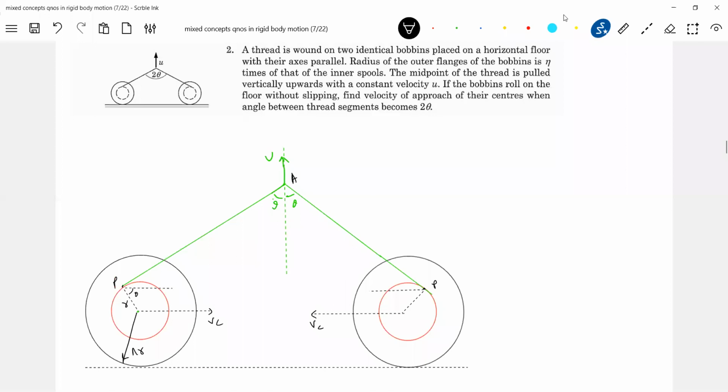Now, what is the state of this bobbin? Will it roll? Yes, I think it's telling somewhere that the bobbin rolls. Roll means what? It will have both translational as well as rotational motion. So it will also have the angular velocity.